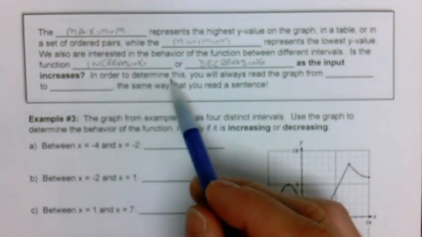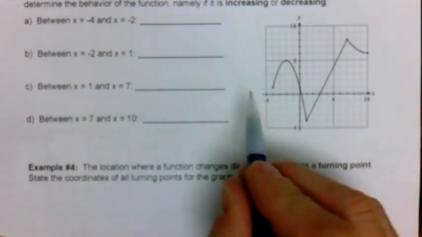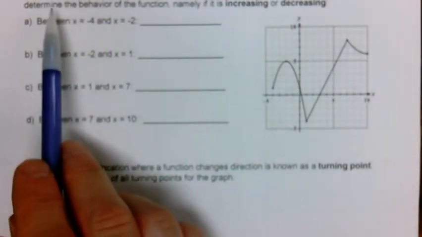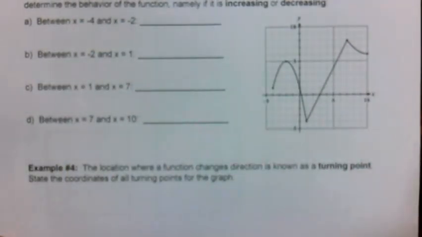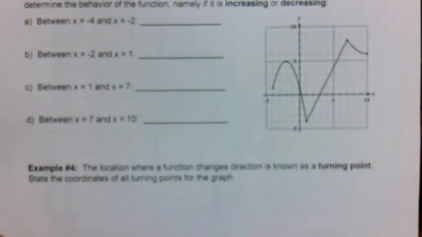Well, in order to determine this, where the x values increase, you always have to read a graph going from left to right, the same way that you would read a sentence, all right? As you move from left to right on a graph, your input values, your x values are increasing. Remember that your x-axis is just a number line, and as you move to the right on a number line, your numbers go up. So in this example, we've taken the same function that we were working with before, and this graph, this function, has 4 distinct intervals. We're going to use this graph to determine the behavior of the function, namely saying if it's increasing or if it's decreasing.